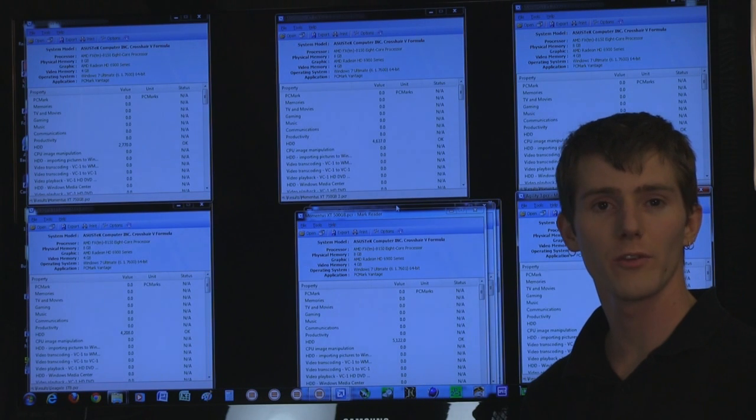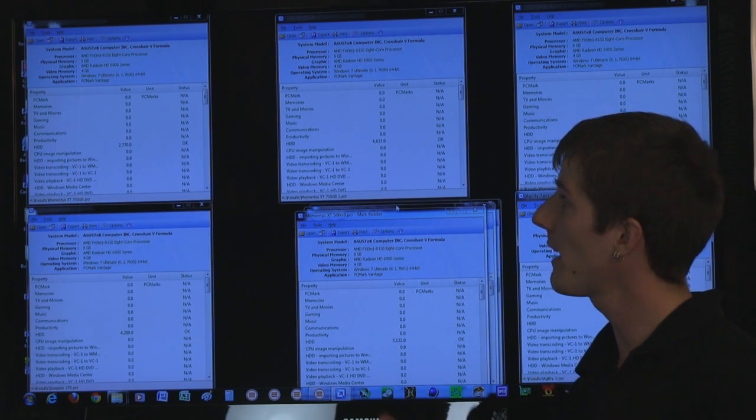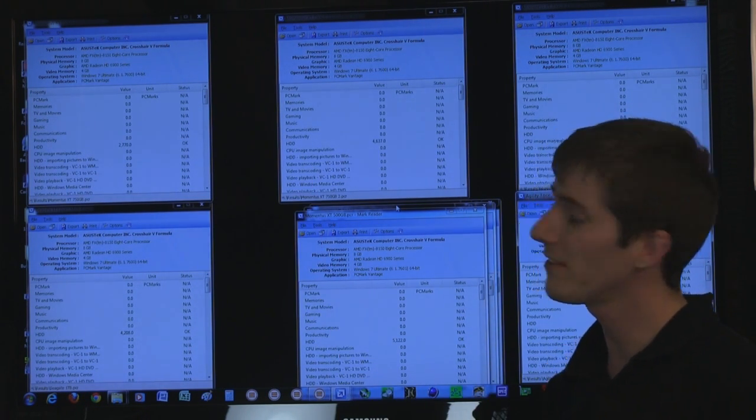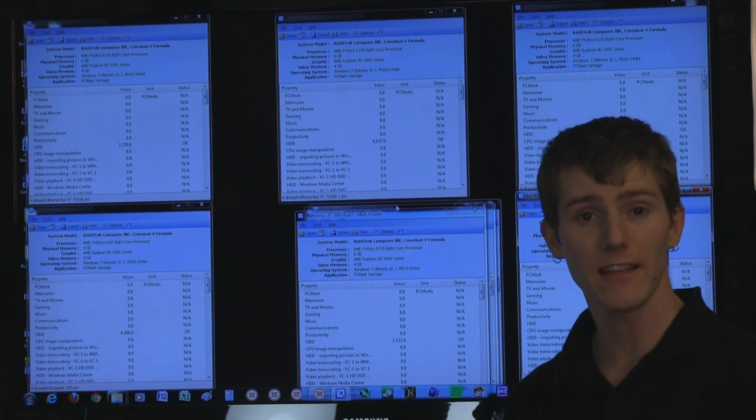Now guys, we're ready to talk results. The first thing I'm going to do is the comparison between the new Momentus XT 750 gig, the 1 terabyte desktop drive.